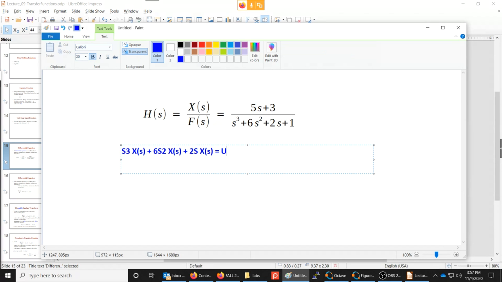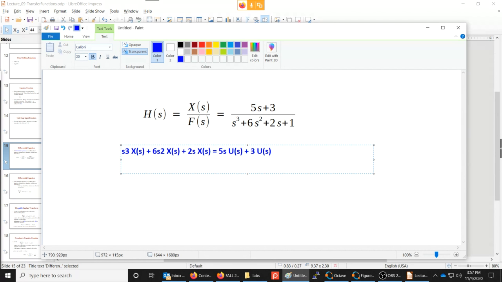I don't know why I used f here. This should have been a u most likely. This should be a u. But it's going to be like 5 times s times u. These s's should be lowercase. Okay, so we have u of s plus 3 times u of s. All right, and so all I did was cross multiply.